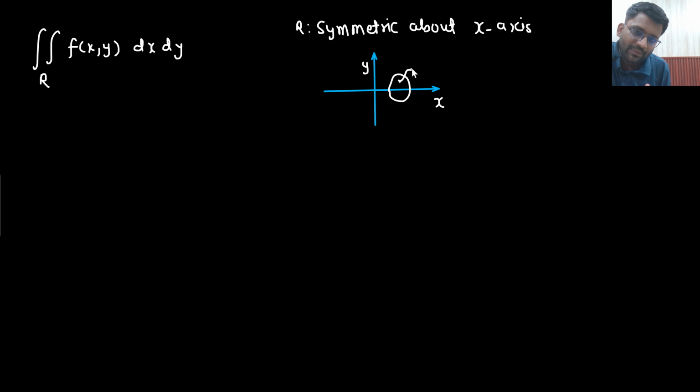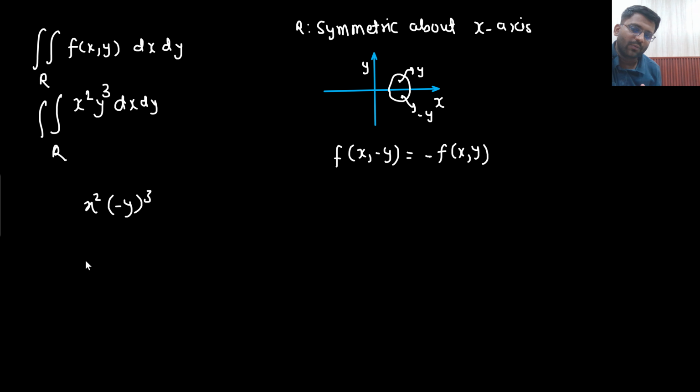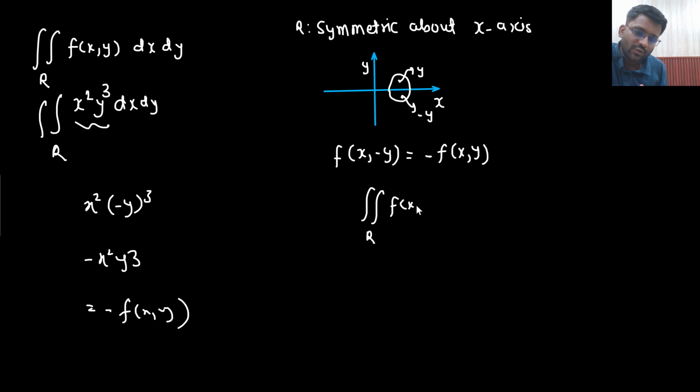So if there is plus y present, then minus y is also present. What you need to do is take this function and in place of y you put minus y. If you get the minus sign outside, let's just say f of x comma y was x square y cube dx dy over this region R. In place of y you put minus y. What you are getting is x square y cube with a minus sign, which equals minus of f of x comma y. If this is the scenario, then for sure the integral of f of x comma y dx dy over R will come out to be 0 only.